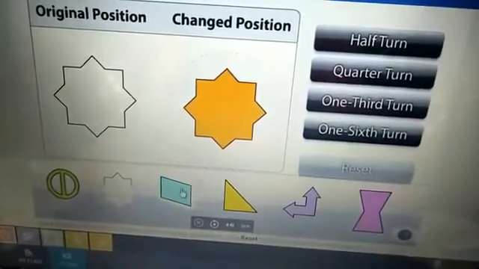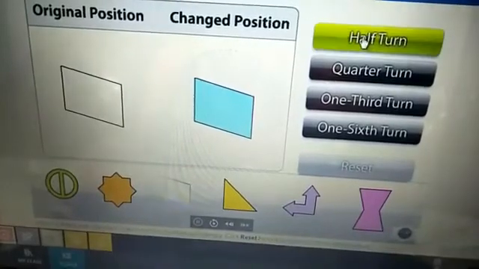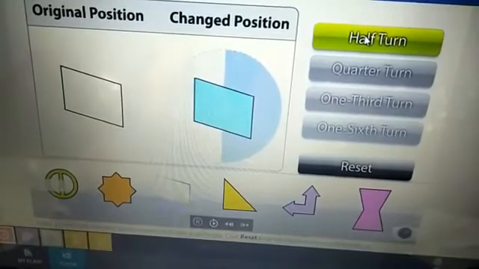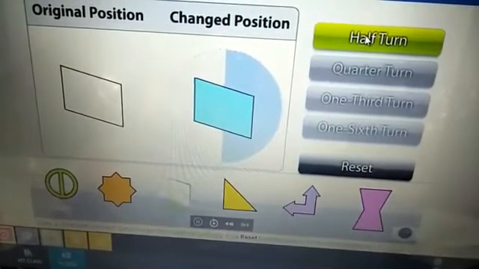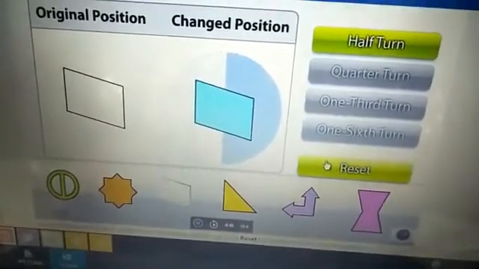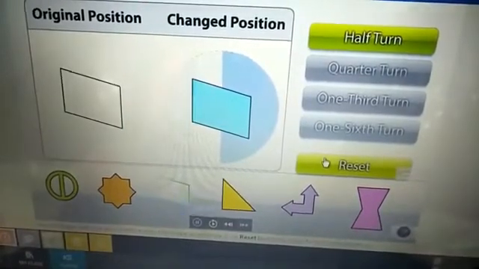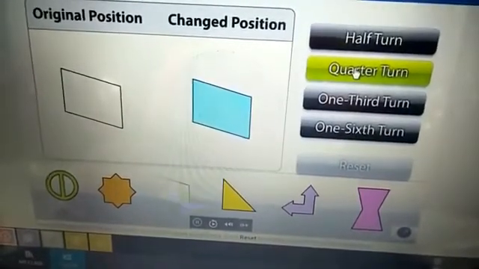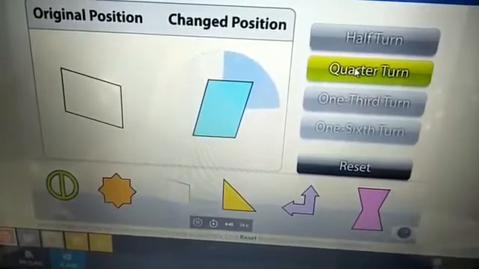Children, let us go through the next figure. Yes, I select the next figure and give half turn. So half turn means what, children? It is nothing but 180 degree. Does it have any change? So after the half turn, it doesn't have any change in its position. Children, now I give quarter turn. Does it have any change? Yes, it has some changes in its position.